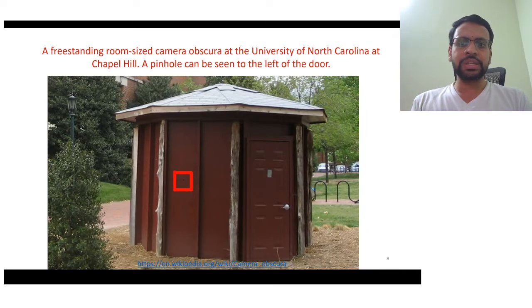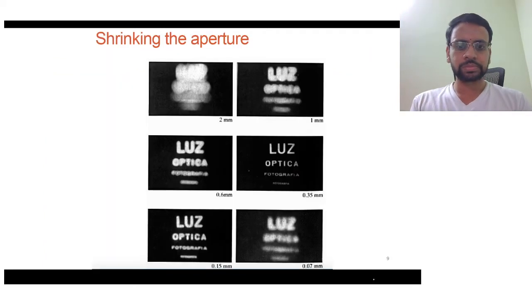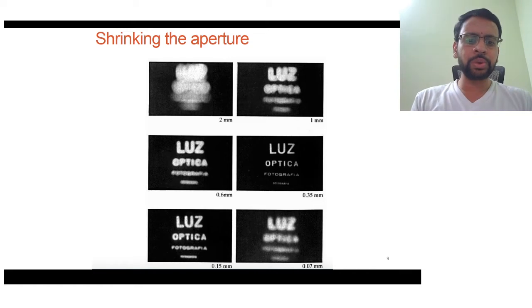This is, for example, a freestanding room-sized camera obscura, which they call a pinhole camera, at the University of London. The setup looks like this, where in this red box you can see a hole that makes a picture. I guess inside you will have a screen in this dark room upon which it will be projected. I'm just showing you the same example that we saw in the last Zoom session.